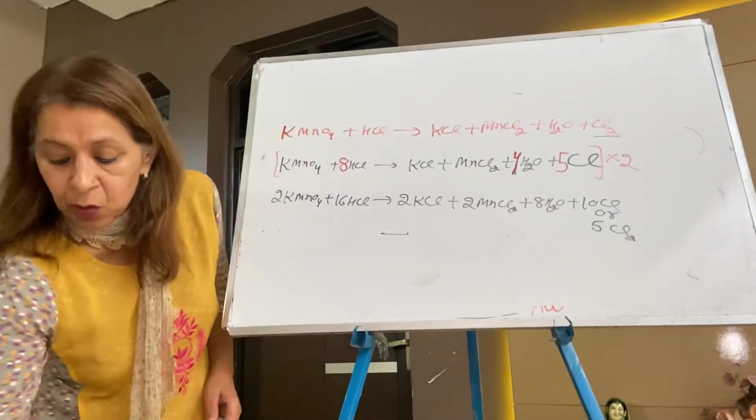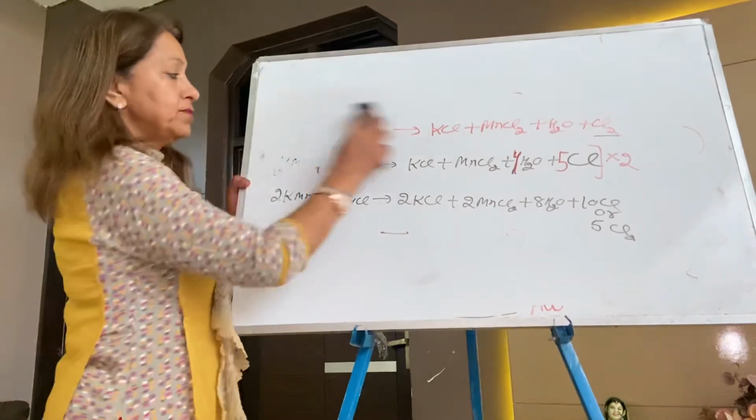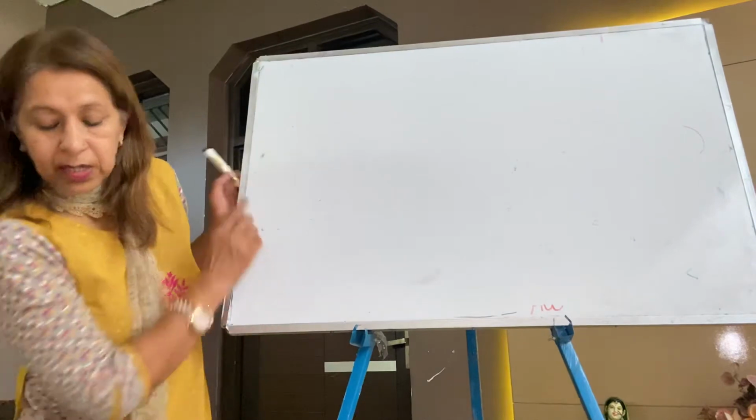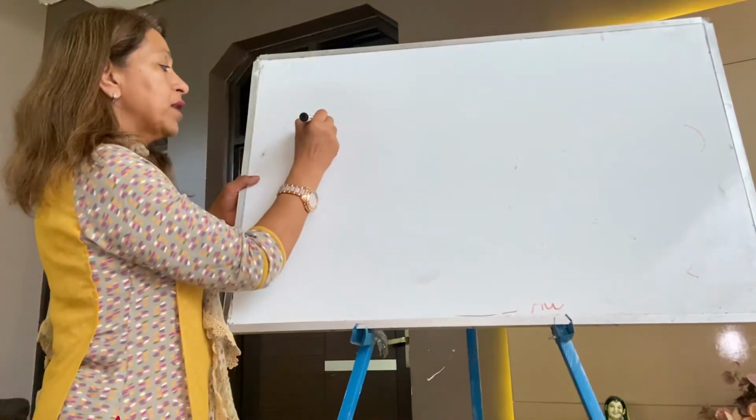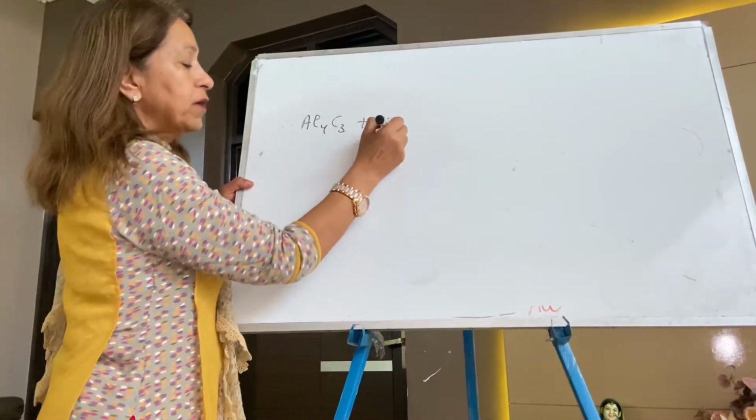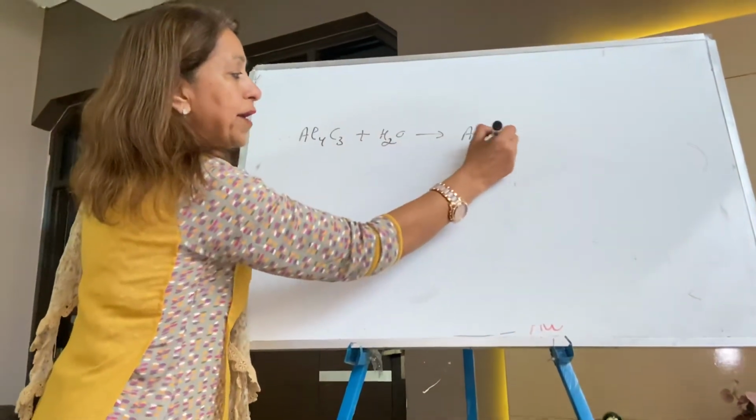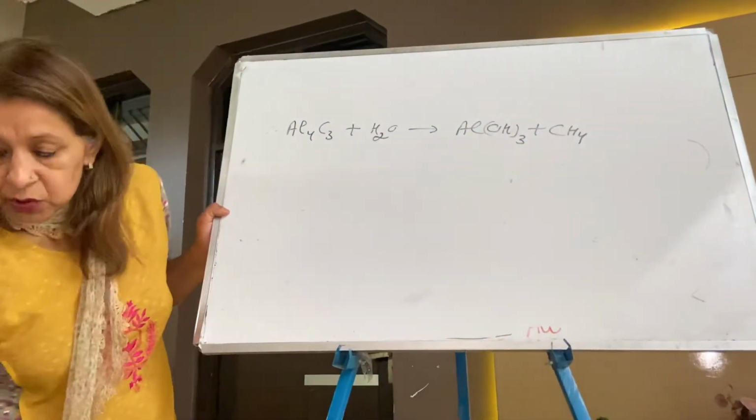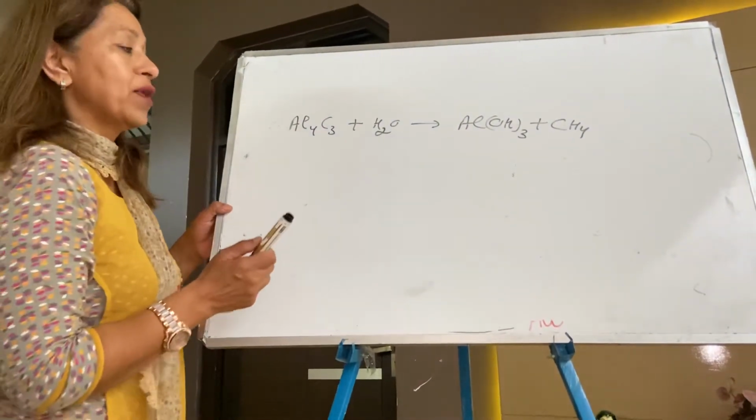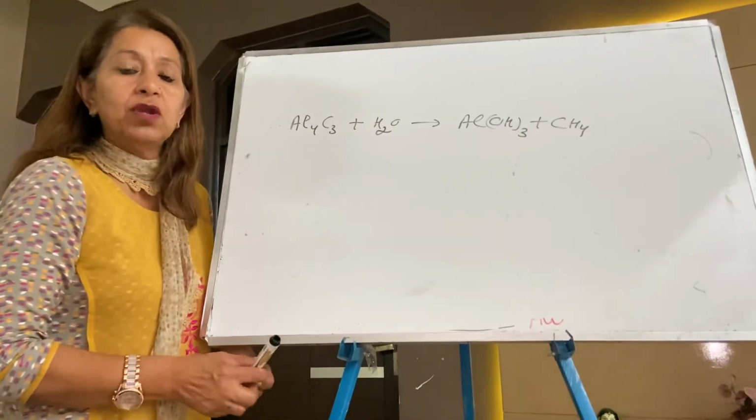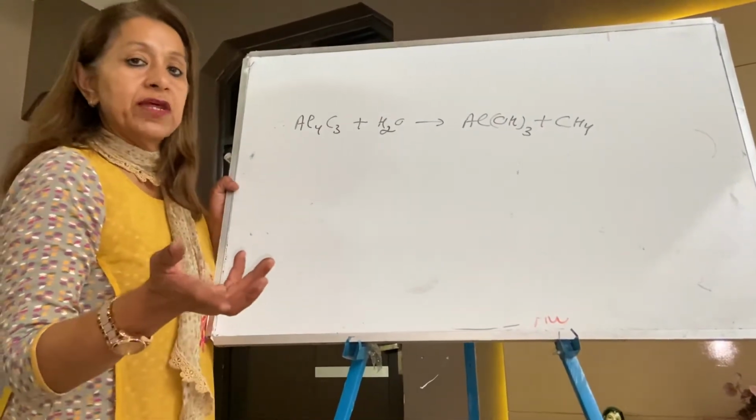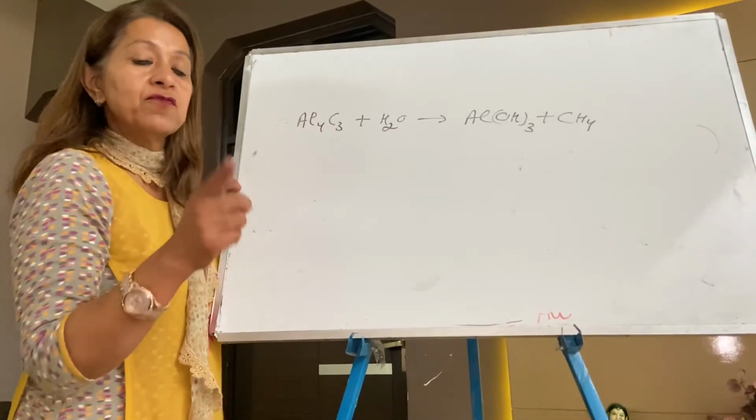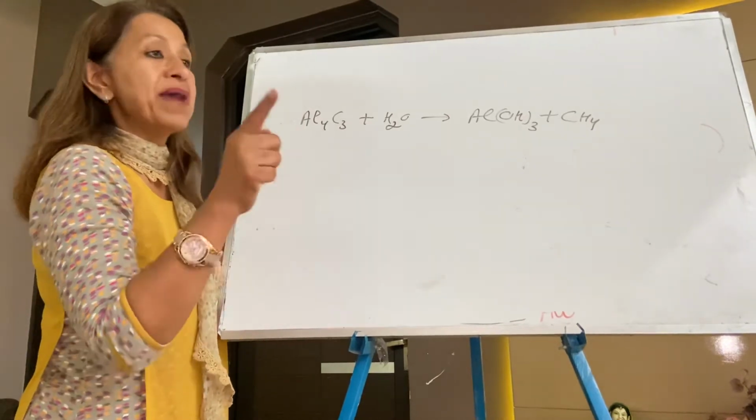Now I'm taking a very small equation. Write down. Sometimes there is no simple molecule. It is Al4C3, aluminium carbide, plus water, arrow aluminium hydroxide plus methane gas. This reaction you have to balance. Because there is no simple molecule, what will you do? Balance first the atom which has the maximum number.